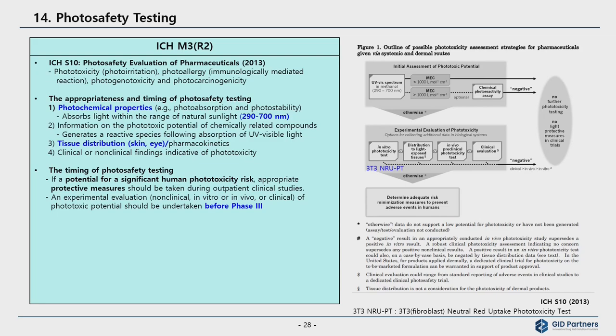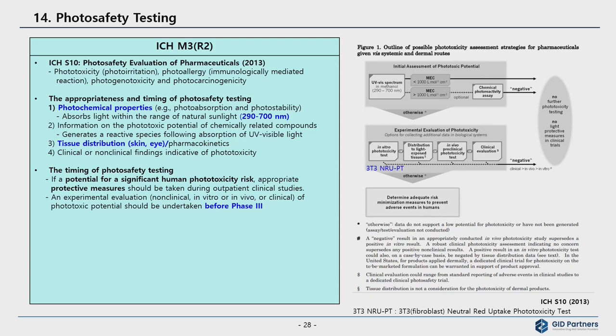So that is why you have to look at the absorption of the light. And on the skin, which will be exposed to natural light, or to the eye, if there is a distribution to such tissues, then there has to be a photo safety test. And that has to be included as part of the clinical phase 3 submission.